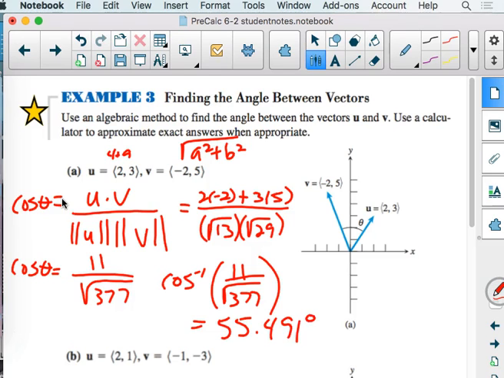Now, as usual, drawings are not to scale, but you should always ask yourself, is that reasonable, would it be 55.491 degrees? Yeah, reasonable. You know, if we drew those vectors out, that's exactly how we would draw them, and it makes sense. It should be about 55.491 degrees.